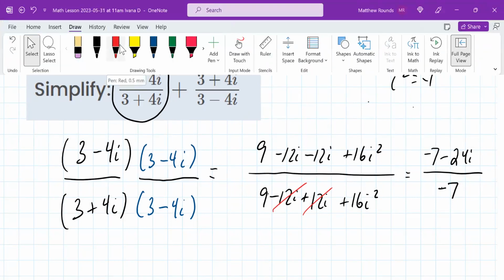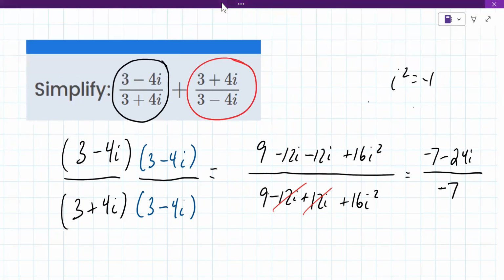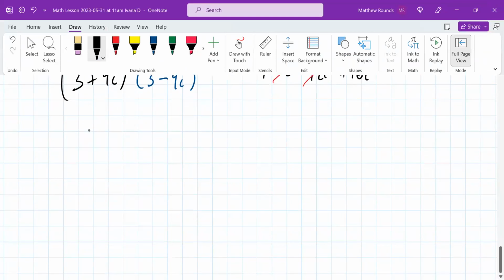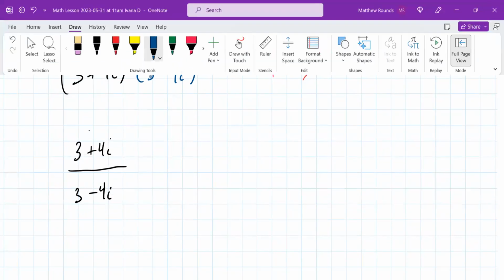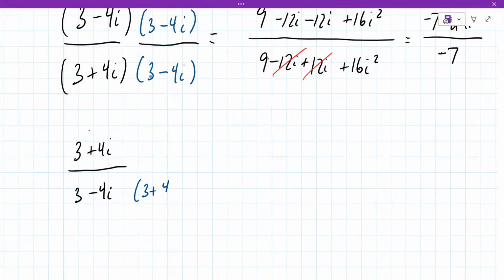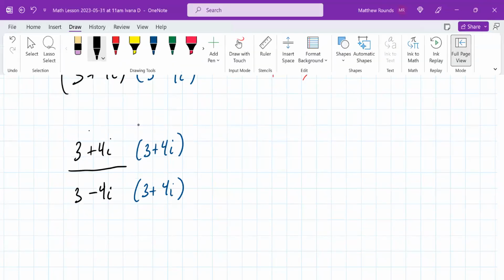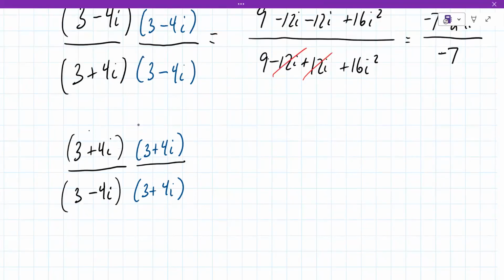So it'll go pretty well here. We're going to do this part next down here. So it's 3 plus 4i over 3 minus 4i. And we're going to again multiply by the conjugate. All right, so I'm going to do the top. I'm going to multiply the top here. You're going to do the bottom.